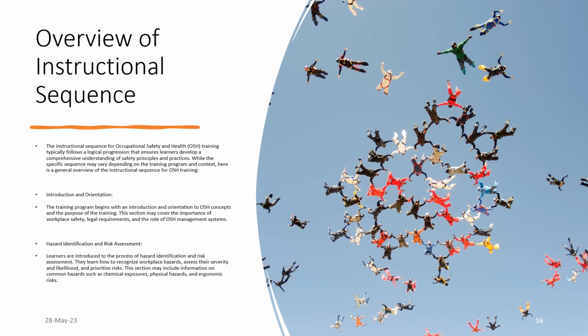So it starts with introductions and orientation. The training program begins with the orientation to OSH concepts and the purpose of trainings, the importance of safety at the workplace, legal requirements, and the role of the OSH management system and hazard identification and risk assessment. This introduces learners to the process of hazard identification and risk assessment, where they learn how to recognize workplace hazards, assess the severity and likelihood, and prioritize levels of risk.